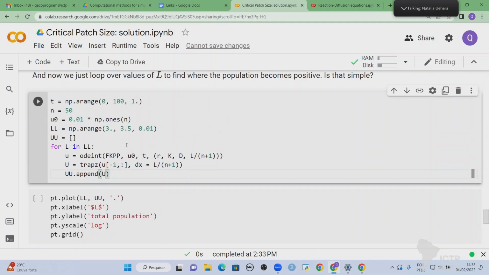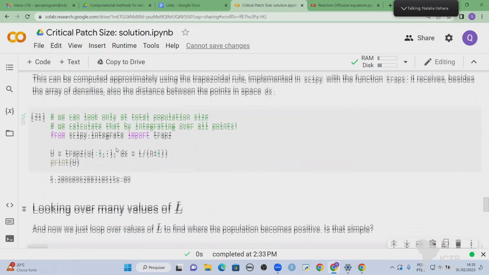Easy or not so easy? Questions, comments? Yes? Mike, perhaps? Can you show us the difference between the calculation of the integral using the trapezoid rule and, I don't know, the rectangles? Yeah.